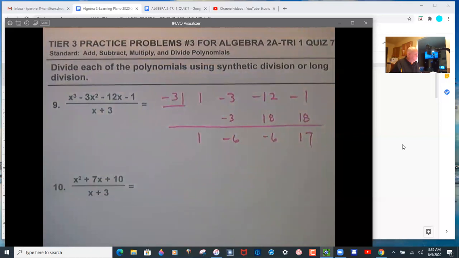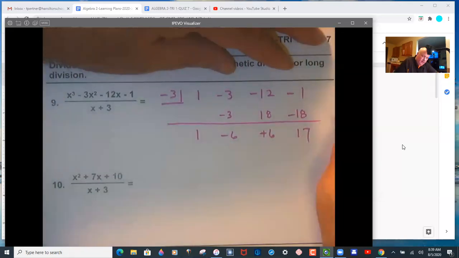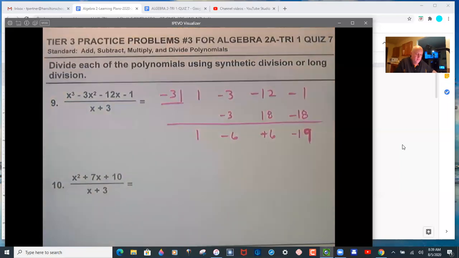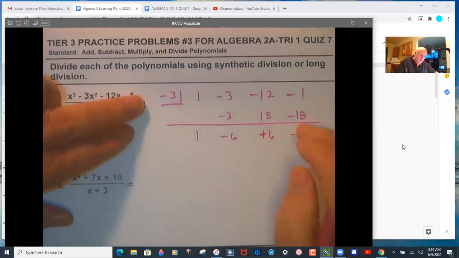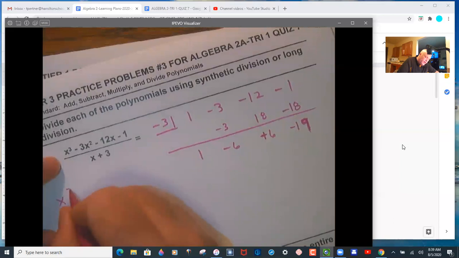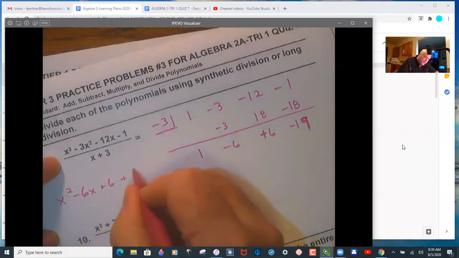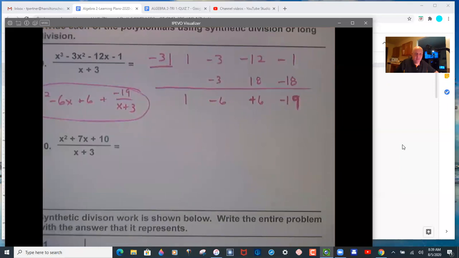positive 6, sorry. Knew I made a mistake. Negative 18, so this is negative 19. Always double check your work there. So add positive 6, then negative 18 and add. So x squared minus 6x plus 6 plus a remainder of negative 19. Again, make sure you take it over the denominator.